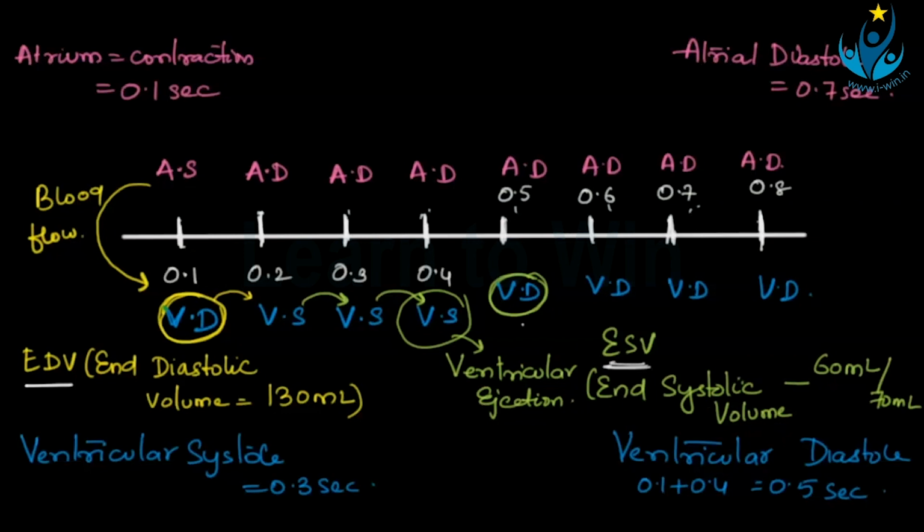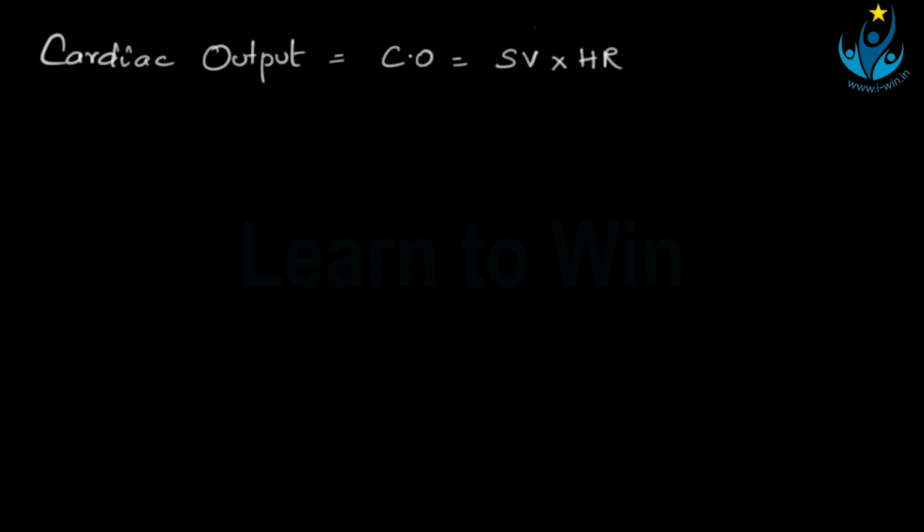So there is a reason for me to write these numbers. Because here we are going to talk about cardiac output. Mathematically, cardiac output is given as CO equals SV times HR, where SV is stroke volume. We'll go to stroke volume in a little while. First, let us understand what cardiac output is.